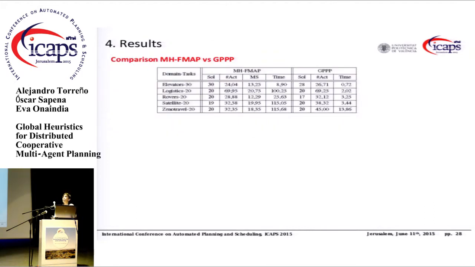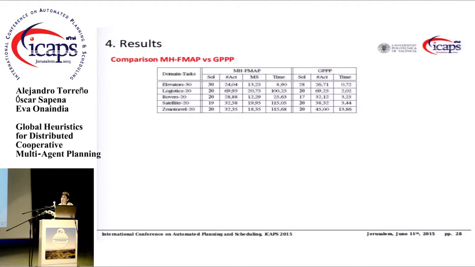Then we did a small comparison of FMAP, our version, with respect to G3P. This is just a comparison. Our aim was to see how FMAP was positioned with respect to a MAPDDL-based planner. G3P is a MAPDDL-based planner that uses the notion of privacy typically defined in MAPDDL. It's a sequential planner, and doesn't use communication infrastructure.